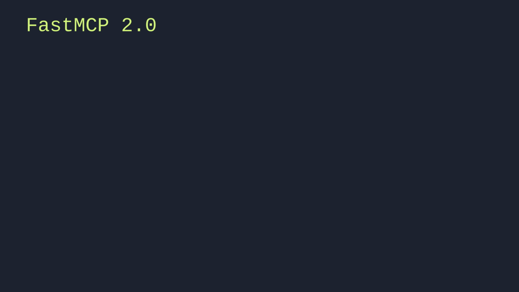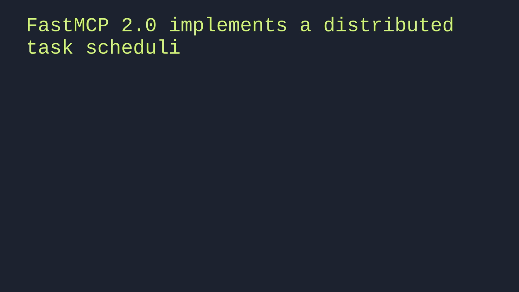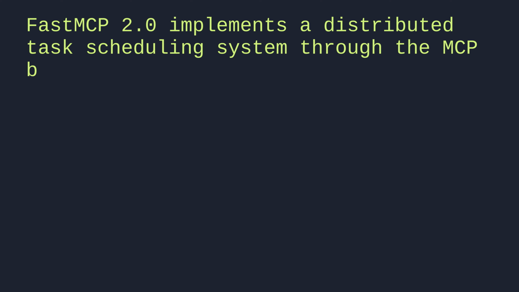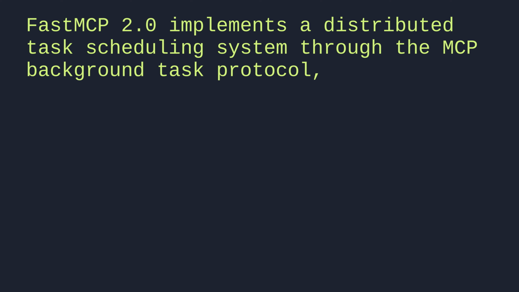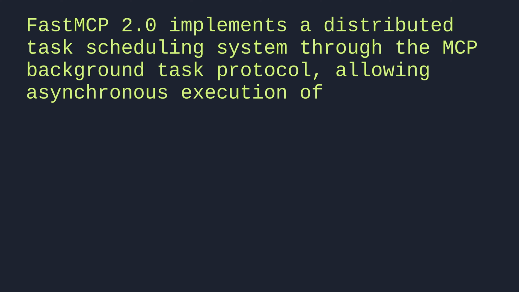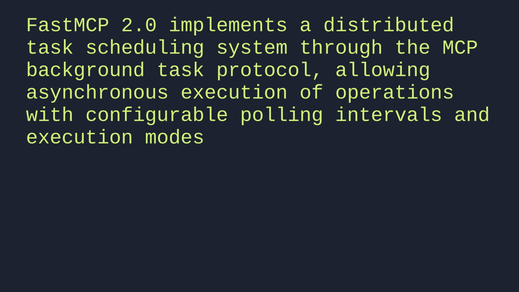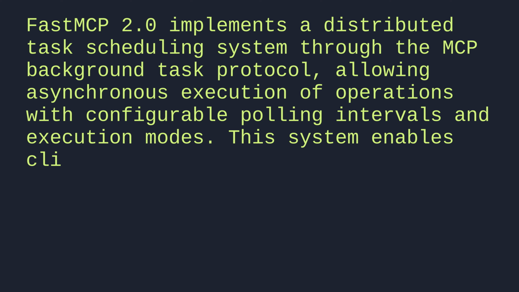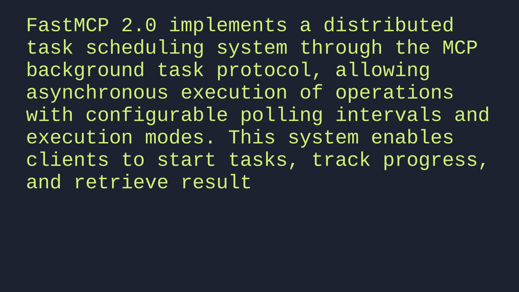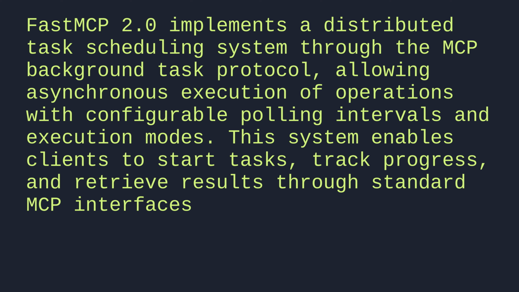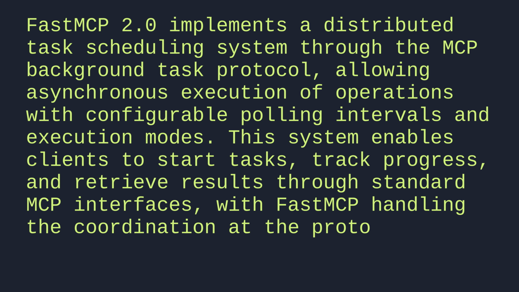FastMCP 2 implements a distributed task scheduling system through the MCP background task protocol, allowing asynchronous execution of operations with configurable polling intervals and execution modes. This system enables clients to start tasks, track progress, and retrieve results through standard MCP interfaces, with FastMCP handling the coordination at the protocol level.